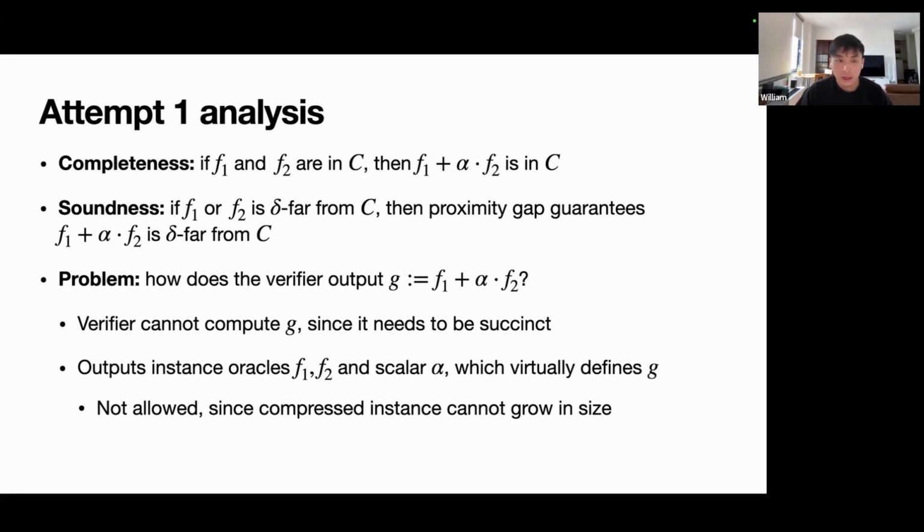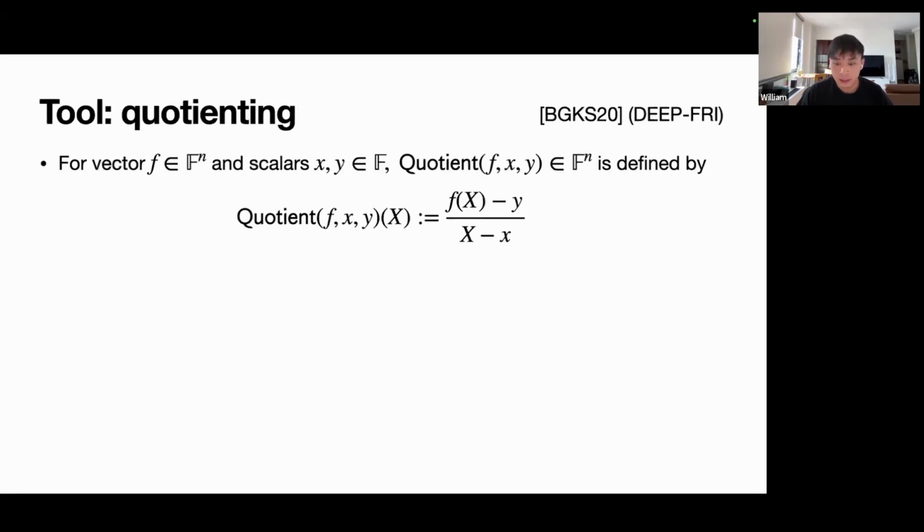So to get around this issue, we're going to rely on a very common technique in Reed-Solomon proximity tests, which is called quotienting. Quotienting originated from the DEEP-FRI protocol, and now it's used elsewhere, such as in STIR and here. So I've explicitly defined quotients here. Given some vector f and some scalars x, y, we say that the quotient of f under (x, y) is also a vector, and it's defined according to this equation.